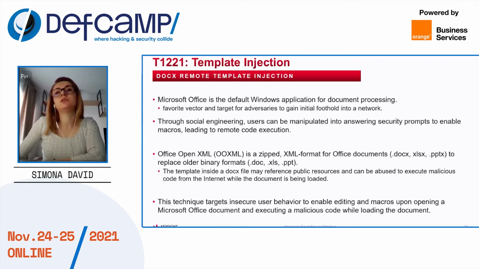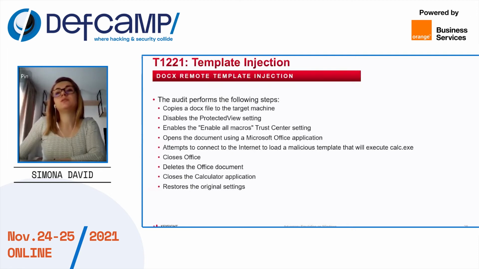Through social engineering, users can be manipulated into answering security prompts to enable macros, leading to remote code execution. Office Open XML is a format for Office documents that replaces older binary formats like doc, PPT, and so on. The template inside the docx file resources can be abused to execute code from the internet while the document is being loaded.